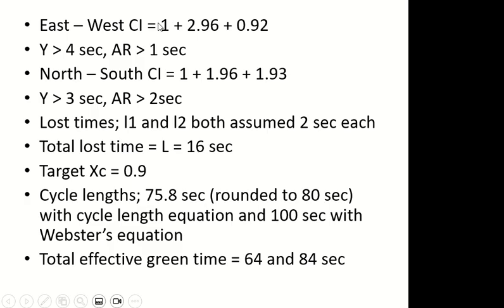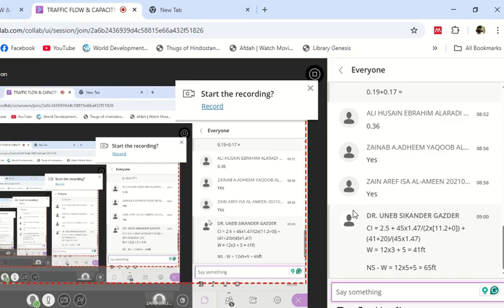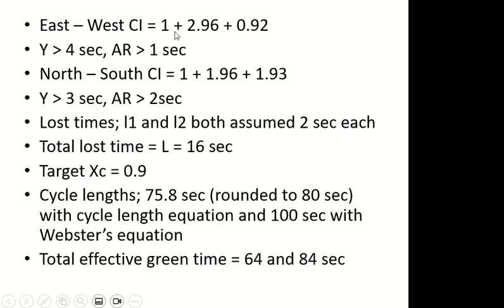So this is the first two terms, this plus this. It is giving you 3.96, and this one is 0.92. So all red is 0.92 and this one is 3.96. Obviously we will round it up. So yellow 3.96 goes to 4 and all red 0.92 goes to 1, and the same thing for the other direction.